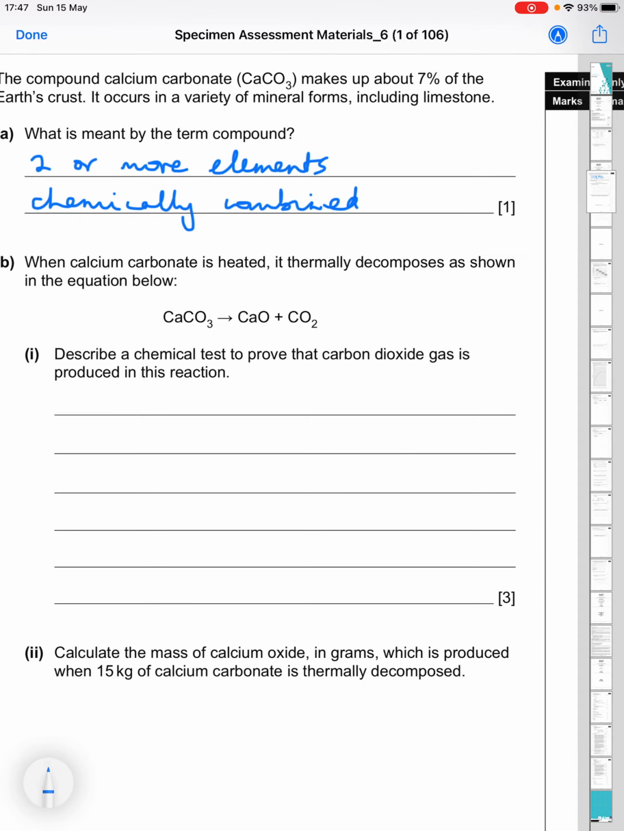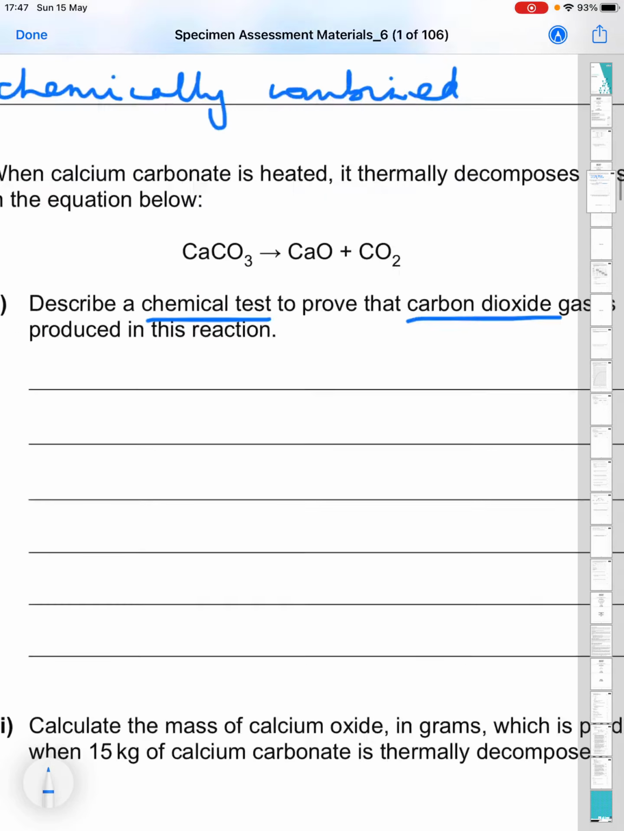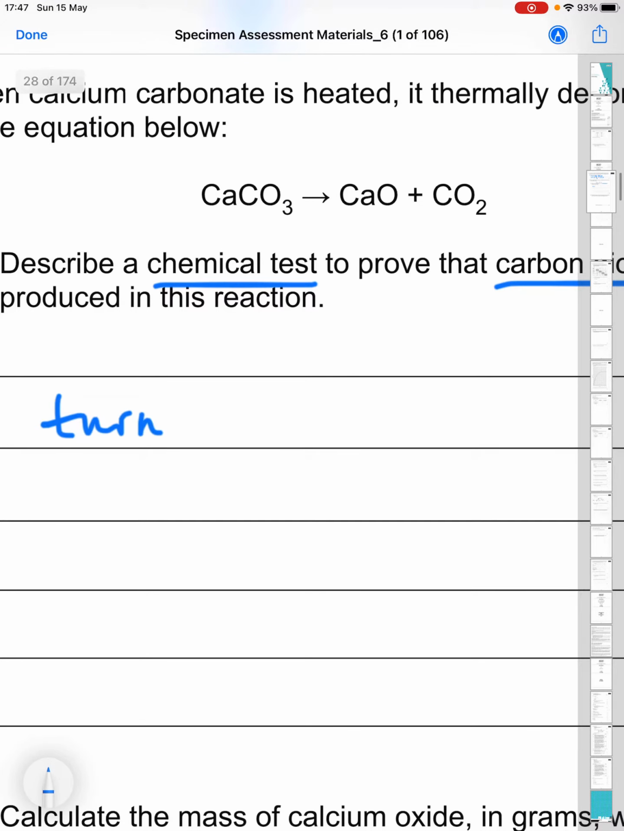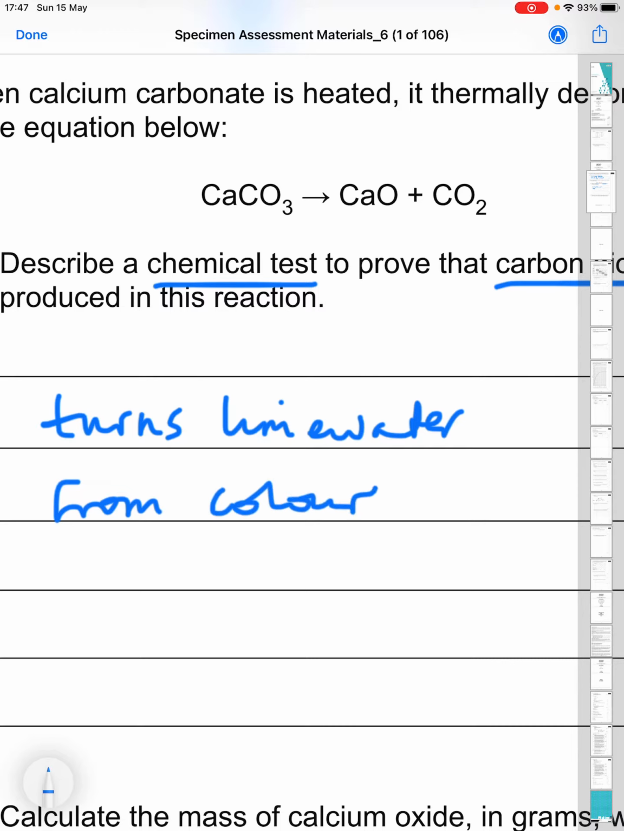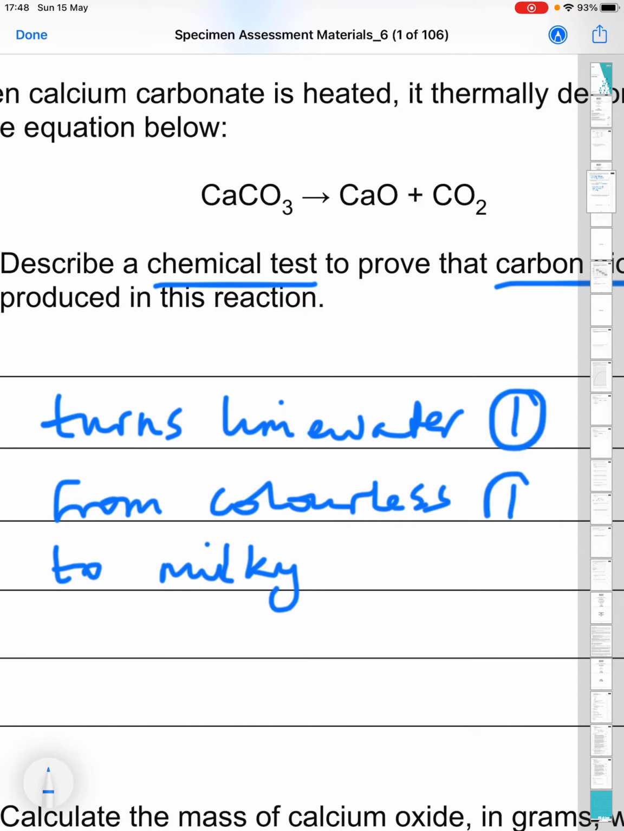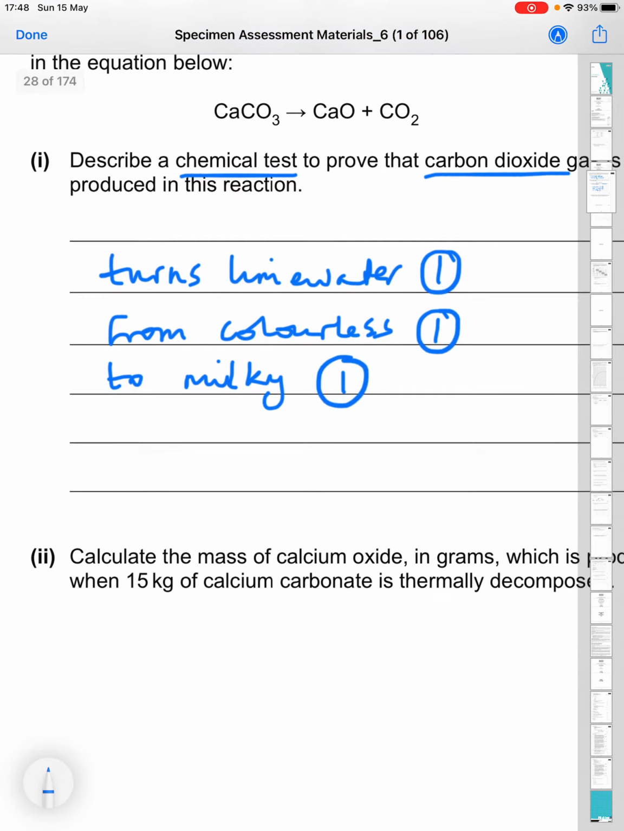When calcium carbonate is heated, it thermally decomposes as shown in the equation. So CaCO3 gives you CaO and CO2. So then describe a chemical test to prove that carbon dioxide gas is produced in this reaction. So they're looking just for 3 things in this, and it is that it turns lime water from colourless to milky. So 1 for each of those points in the mark scheme.